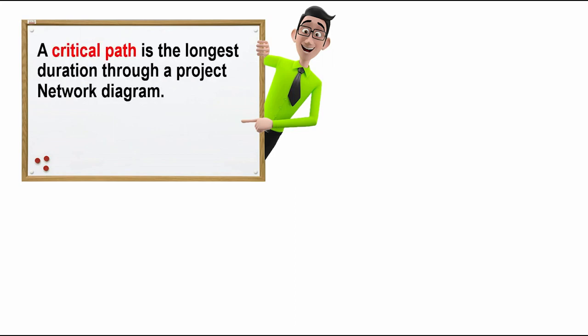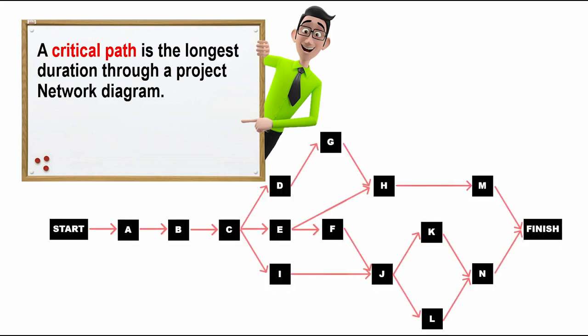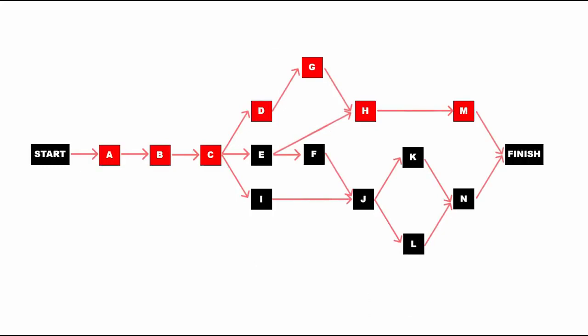A critical path is the longest duration through a project network diagram. Let's take a minute to understand what it means. As you can see, this is a project network diagram, where this is the start and this is the finish. This network diagram has 6 paths.